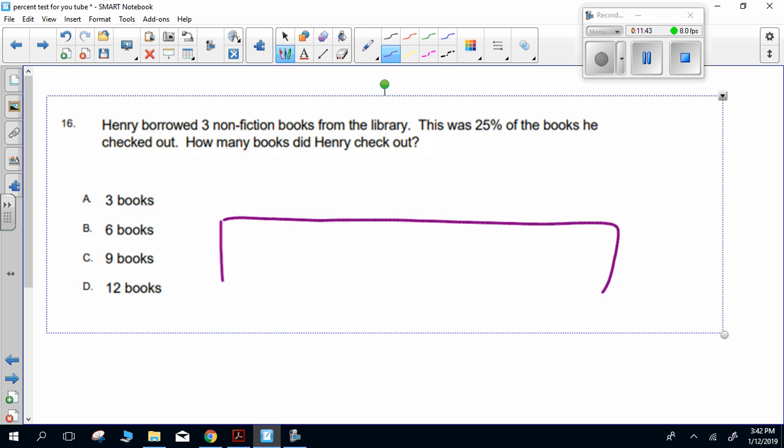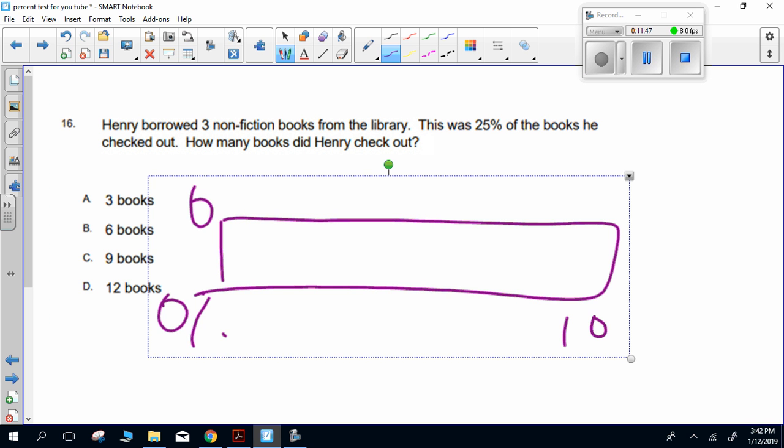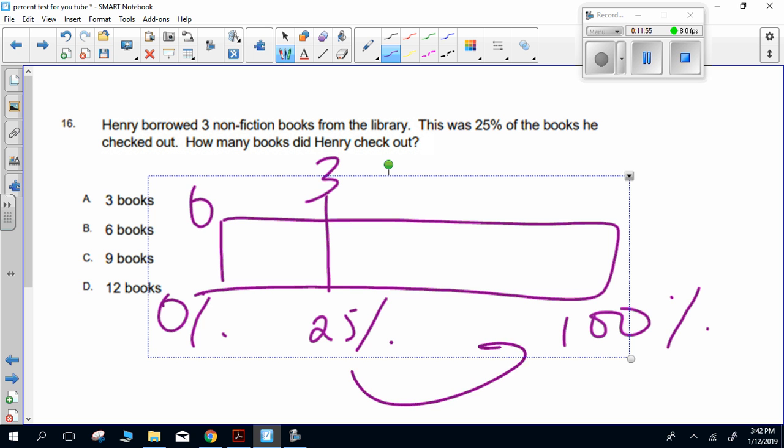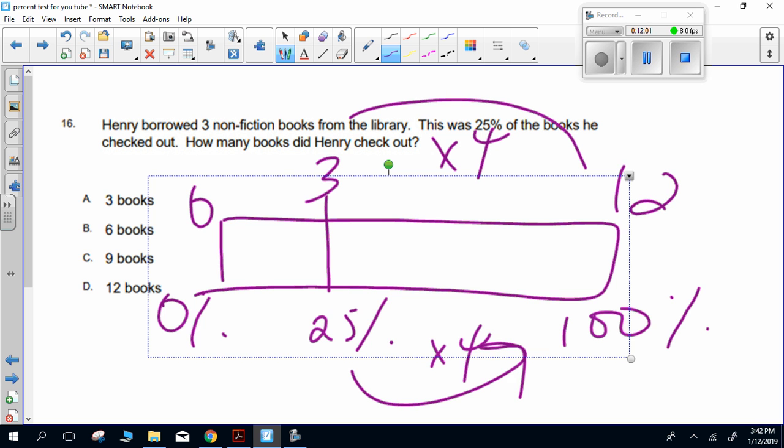Henry borrowed 3 non-fiction books from the library. And that was 25%. So times 4, times 4 is 12. 12 in all.